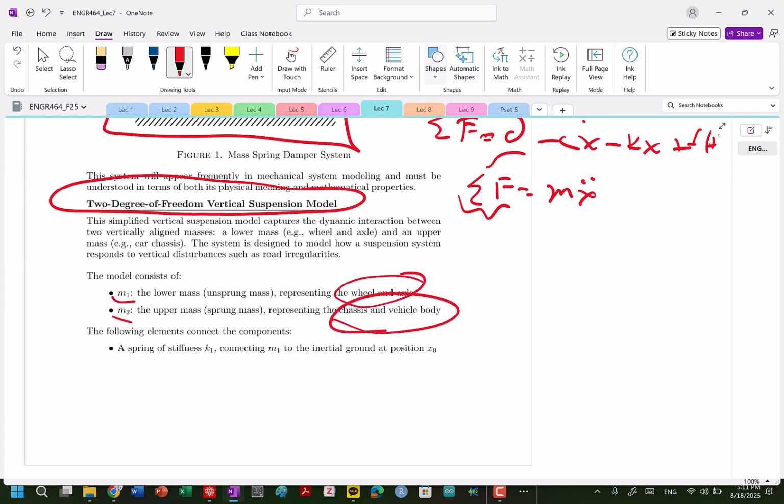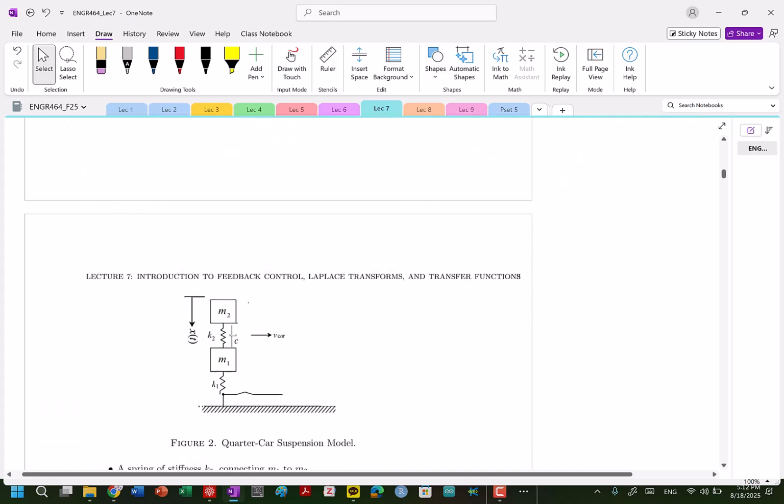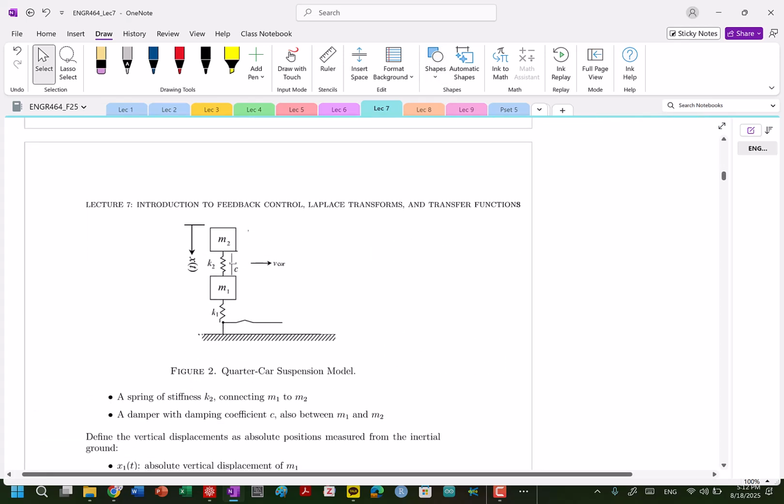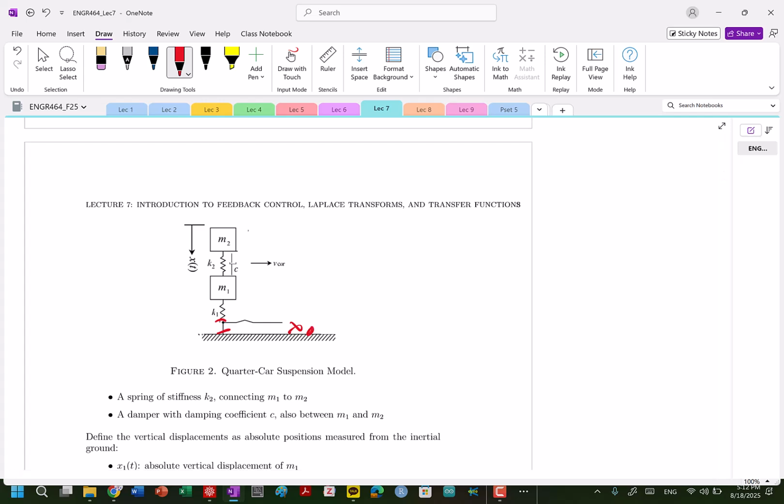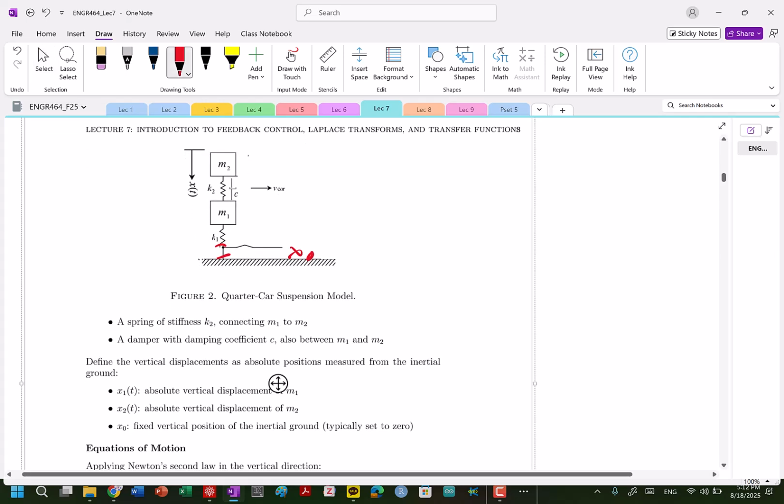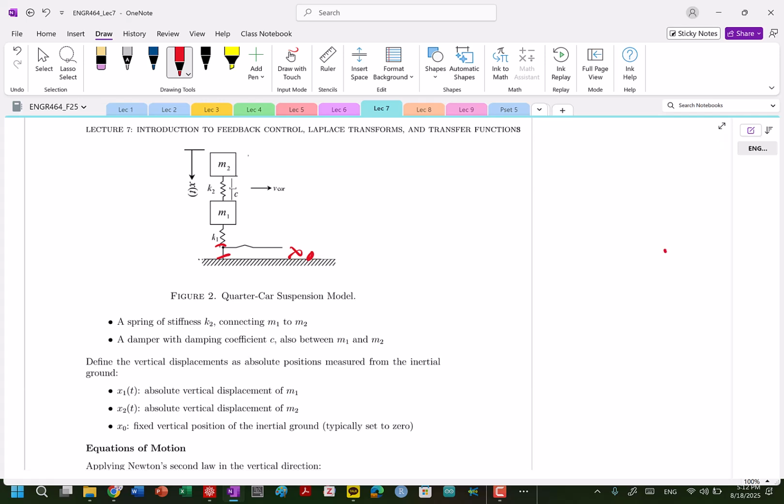M2 is going to be the chassis and the vehicle, so you can model it with this suspension system. This distance here is x naught, which is the fixed vertical position of inertial ground. But you can take the same concepts here and write out those equations of motion, right? Now there's two mass systems, so we're going to have to write out two equations of motion.